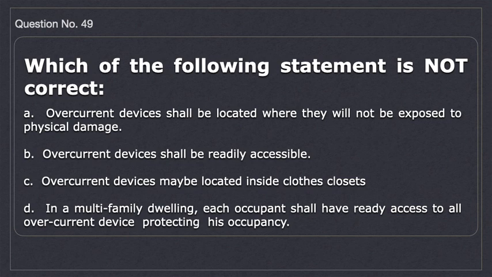Question number 49. Which of the following statements is not correct? A. Overcurrent devices shall be located where they will not be exposed to physical damage. B. Overcurrent devices shall be readily accessible. C. Overcurrent devices may be located inside clothes closets. D. In a multifamily dwelling, each occupant shall have ready access to all overcurrent devices protecting his occupancy. Answer: C. Overcurrent devices may be located inside clothes closets.